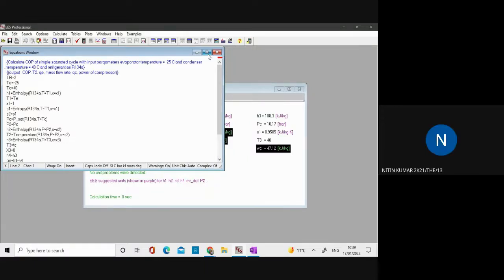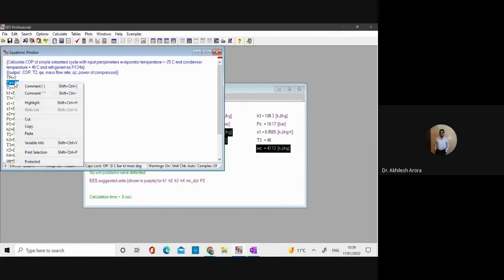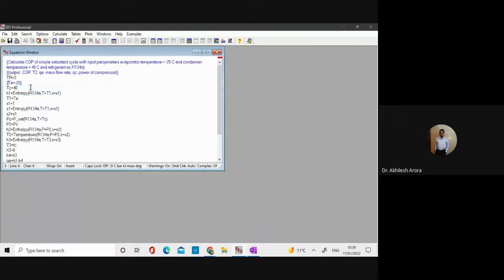Sir, COP should increase. Yes, sir. Okay, so we would like to see whatever Nitin has just told us, that it should increase. So what I will do here, I go to this TE value, choose this TE, right click here and make it a comment. Comment means it is now not a part of the program. So let us see it here.